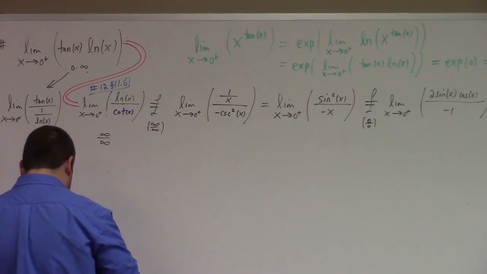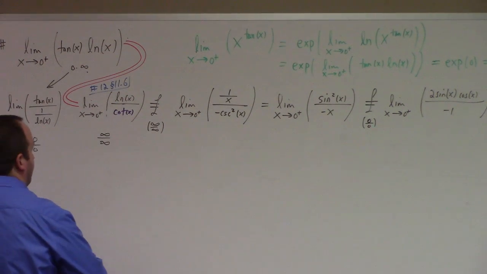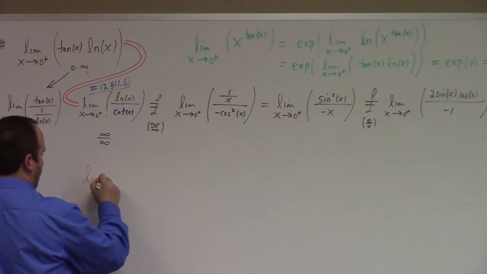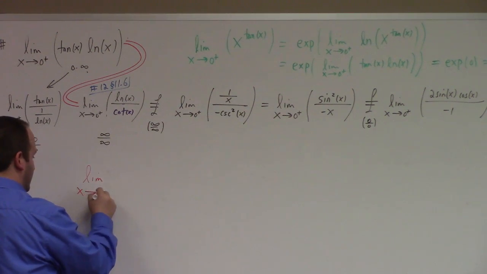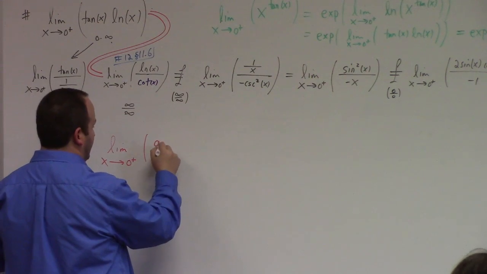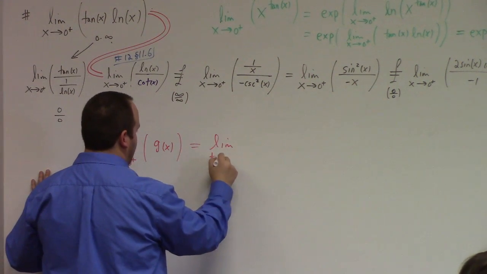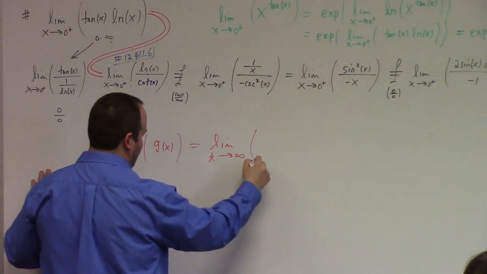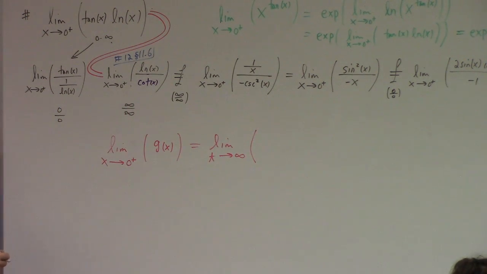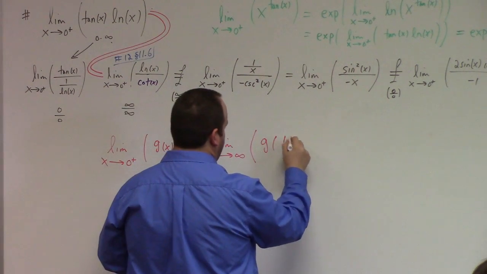Just for you guys, do you know the connection between limits at 0 and limits at infinity? Fun fact: the limit as x goes to 0 from the right of, say, g of x is equal to the limit as t goes to infinity of what? Not g of t, g of 1 over t.